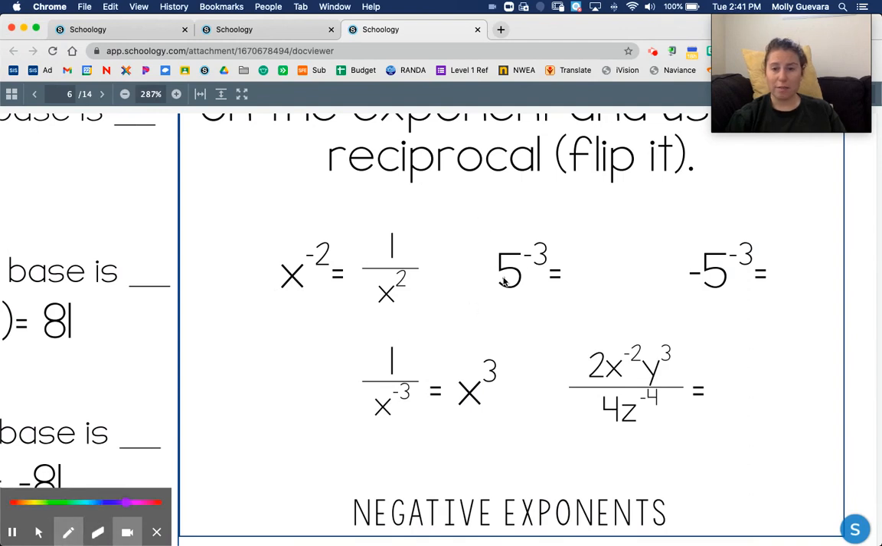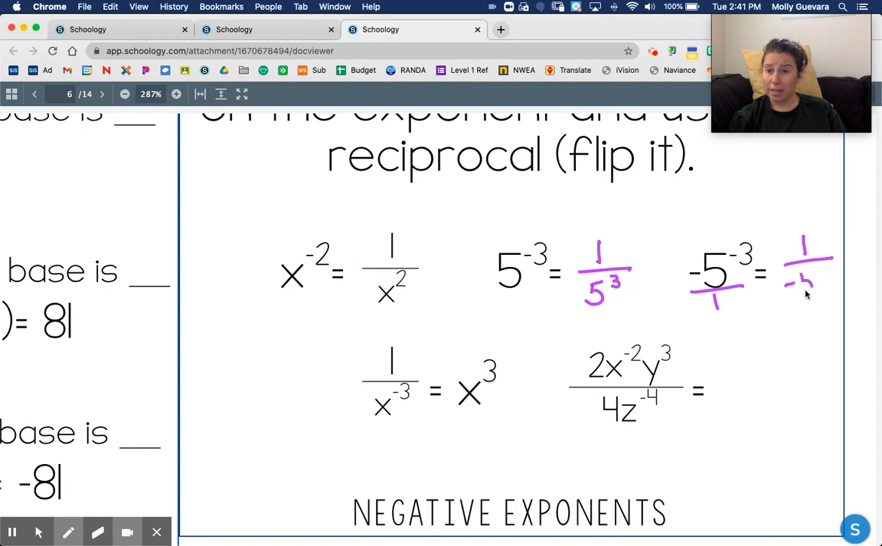So here on like 5 to the negative 3rd, we make this a fraction. I put it over 1, and I take the reciprocal, which would be 1 over 5 to the positive 3rd. And that's it. Same thing here if it's a negative. Doesn't matter. Put it over 1, flip the fraction, 1 over -5 to the third. So only the exponent changes, okay? Not the actual number, not the base, just the exponent goes to positive.